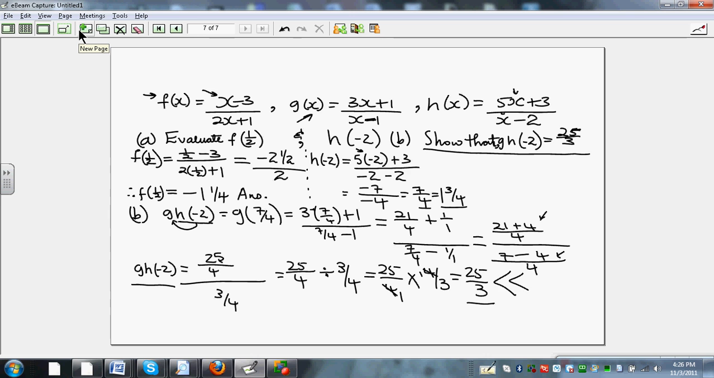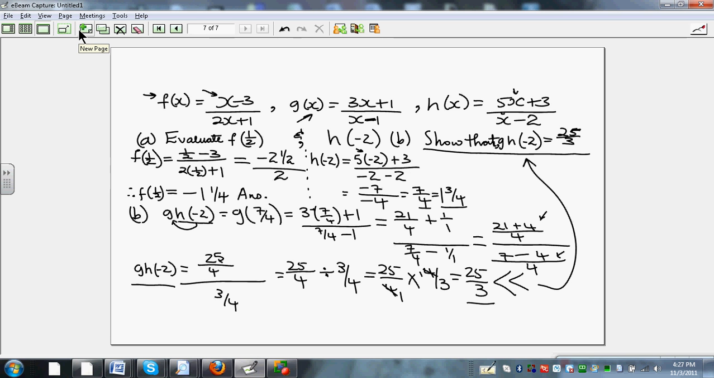And once you do a proof, you use that sign at the end of the solution as I put in here, which means I've proven what you asked me to do, and therefore I deserve all the marks for it. Right? I've proven that GH of minus 2 is 25 over 3.